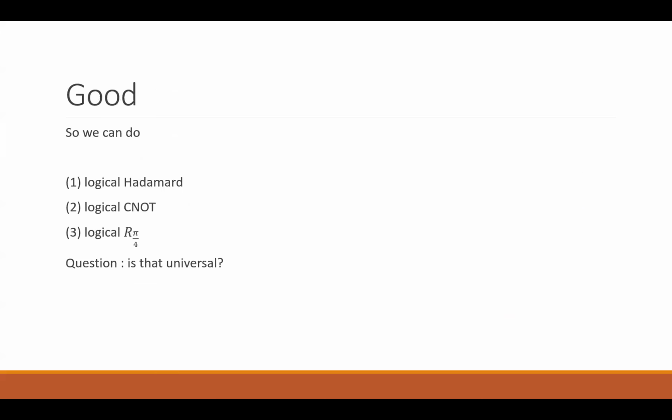Okay. So now if you are convinced by me, then we are doing a logical Hadamard, logical CNOT, logical pi over 4. So the question is, is that universal? In terms of quantum computation, you need to remember that we proved some results that you can either do single qubit gates plus CNOT, or you can do Hadamard, CNOT and also the so-called T gate. Is that universal? So this is the question.